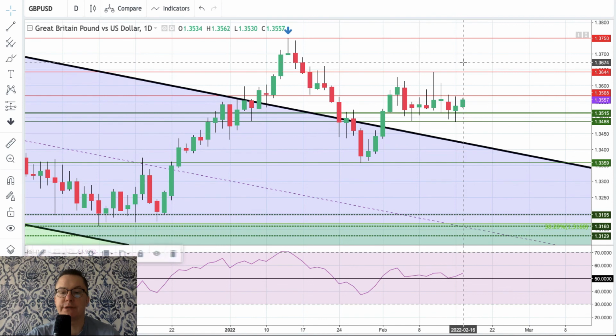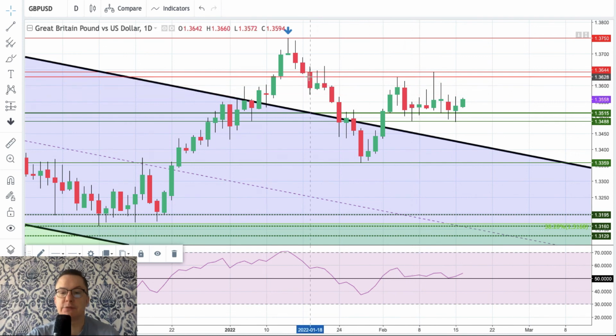Right now we are increasing our range towards the level of 1.3644, and we will increase this one towards 1.3628. So that's the range here. This is currently the trading range. We are waiting for a breakout.